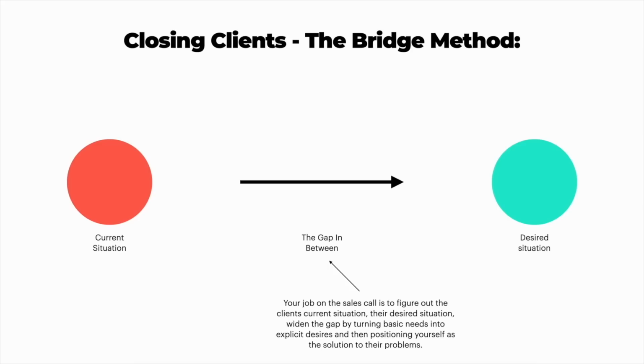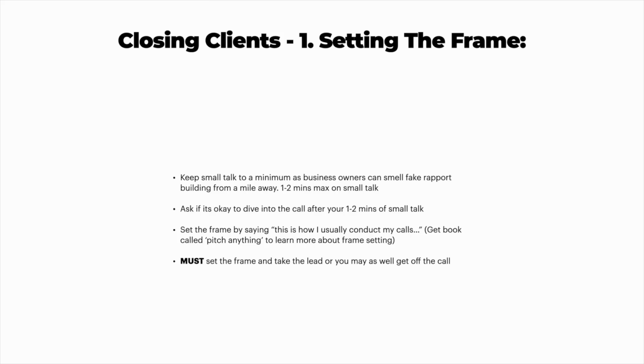Now, what your job is on a sales call is to figure out what a client's current situation is, which is on the left here, and their desired situation, which is on the right. You then want to widen that gap by turning their basic needs and basic problems into explicit, really needed desires, and then you want to position yourself and your services as a solution to their problems that's going to help them bridge the gap between where they're currently at and where they actually desire to be. So let's talk about the actual script then.